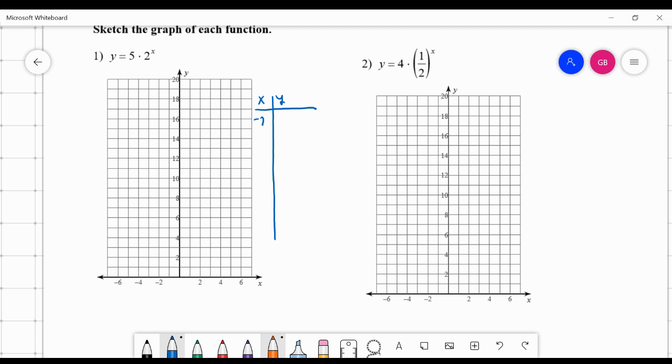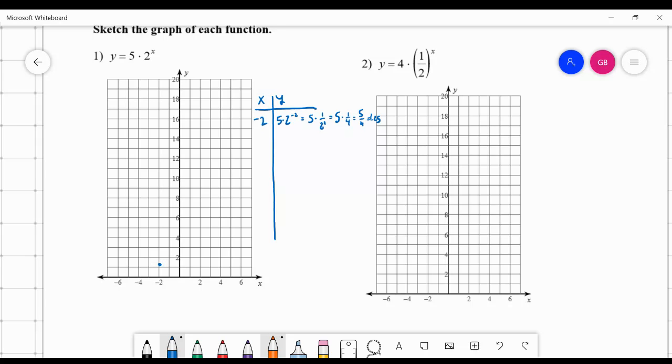Start with -2. If x is -2, 5 times 2 to the power of -2 is 5 times 1 over 2 to the second power, which is 5 times 1 over 4, which is 5 over 4. And that's approximately 1.25. So when x is -2, y is 1.25. So it's about there.